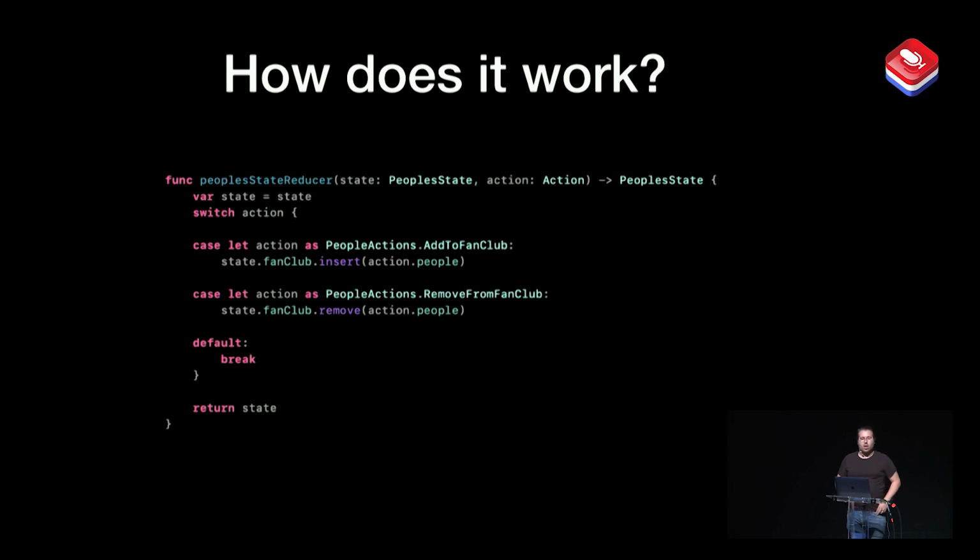Here I'm catching my action, and I'm actually creating a copy of my state, modifying it and returning the new state. So it inserts the people in the fan club or removes them from the fan club if you do this action. And so that's how my whole application is aware of the current state of the application and how my view gets updated.